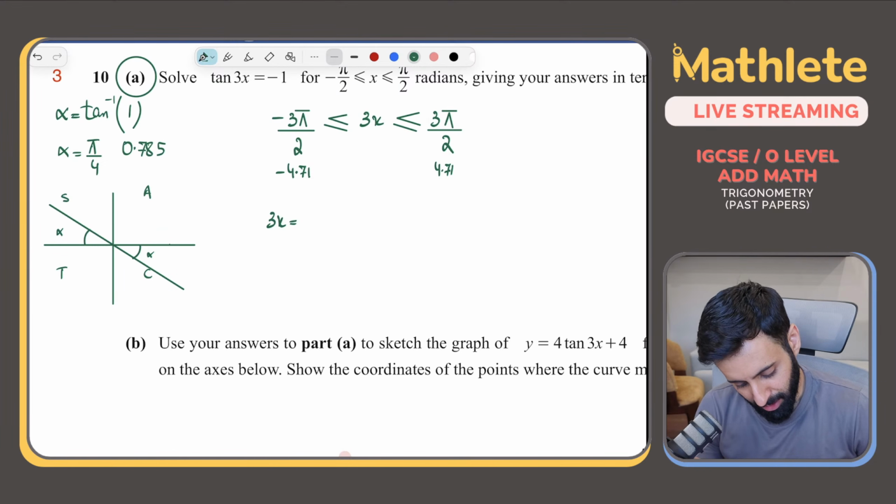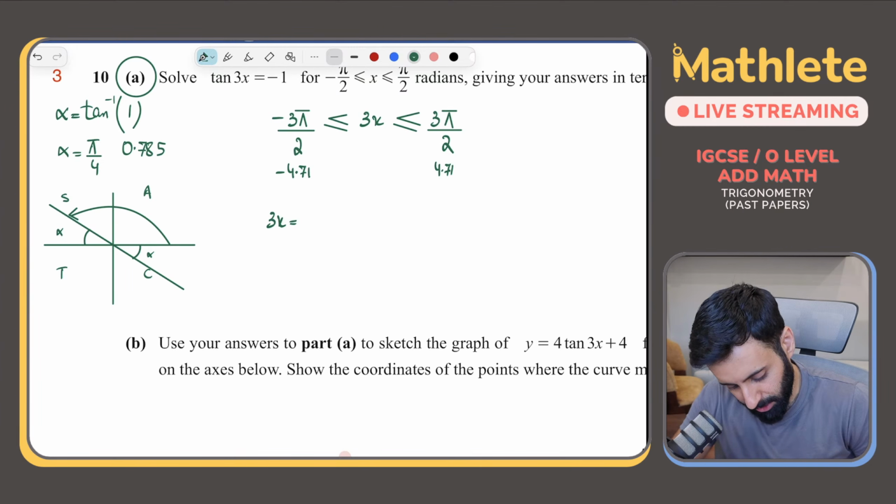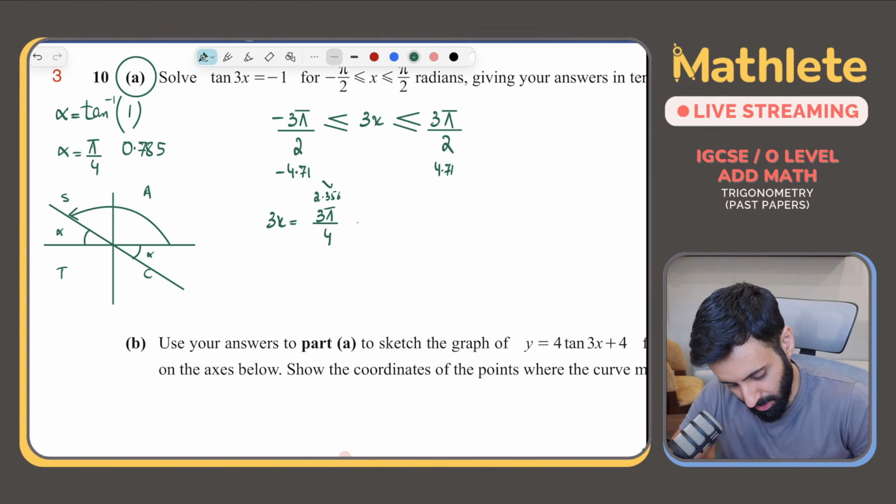ठीक है. अच्छा, अब हम एक काम करते हैं. सबसे पहले let's find out all the solutions in the first cycle. So this will be 180 minus alpha. That means pi minus alpha, which means pi minus pi upon 4. What's that equal to? That's equal to 3 pi upon 4, and the decimal value of which is equal to 2.356. So that means it's inside the range.